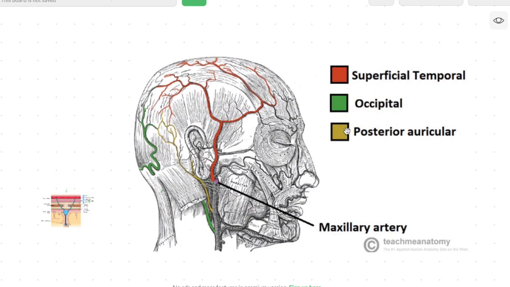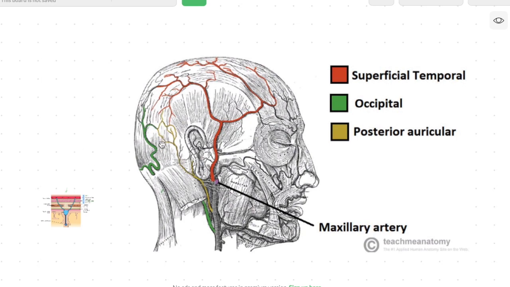The superficial temporal artery, which you can see in red, supplies the frontal and temporal regions. This is your temporal region down there, and on the other side, on the upper side, it supplies the frontal region. The posterior auricular artery, shown in yellow, supplies the area superior and posterior to your auricle. You can see it down there, superior and posterior to your auricle.